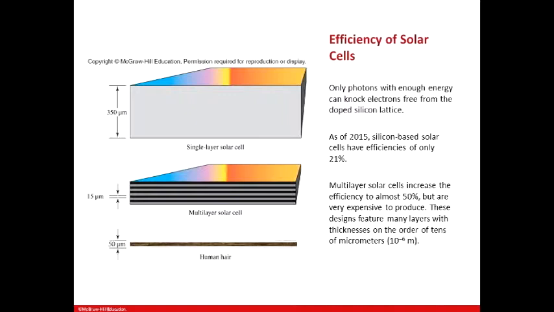Multi-layer cells increase efficiency to about 50%, but are very expensive to produce. These designs feature many layers with thicknesses on the order of tens of microns. So you can increase layers to get up to 50%, but that's still as best we can get out of the technology. So does anyone get the picture when it comes to generating energy? It's challenging. And there are pros and cons of the fossil fuels, the nuclear fission process, and the solar cells.